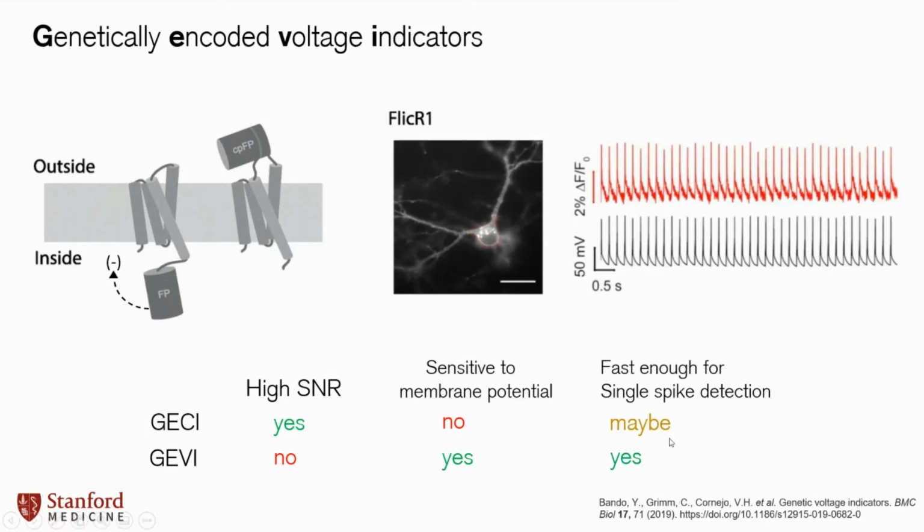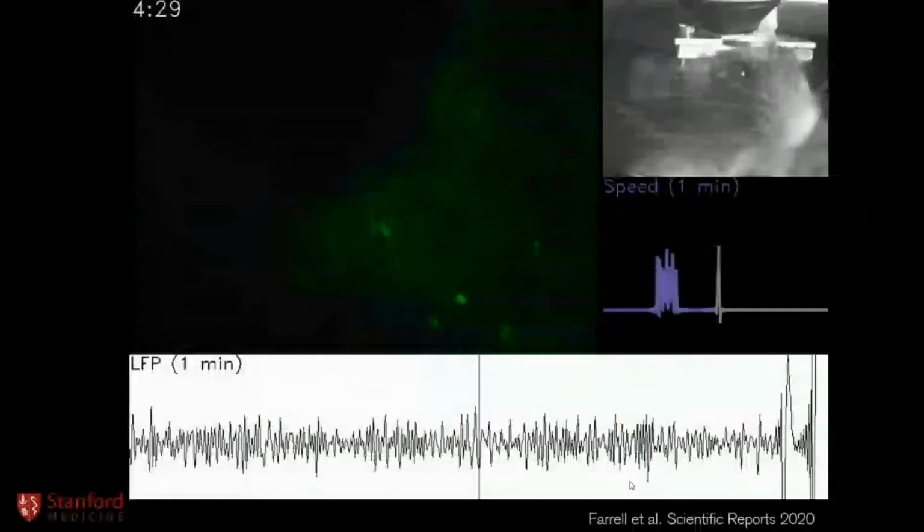An important distinction between the calcium indicators and the voltage indicators is whether or not they're fast enough to pick up single spikes. It sort of depends on the field that you're looking at. If you're using fast GCaMP, maybe you can do that with calcium indicators, maybe not. With the GEVIs, you definitely can. So I hope there's a researcher out there thinking about using these. I'd love to see it someday.